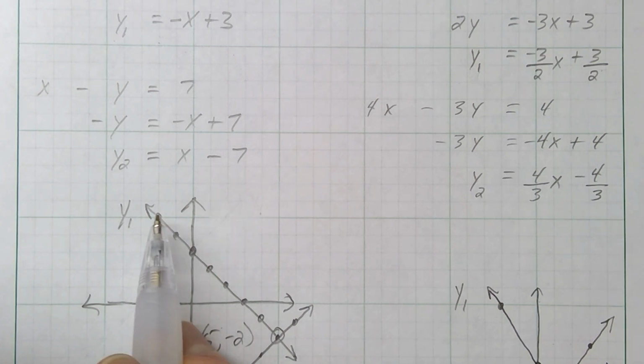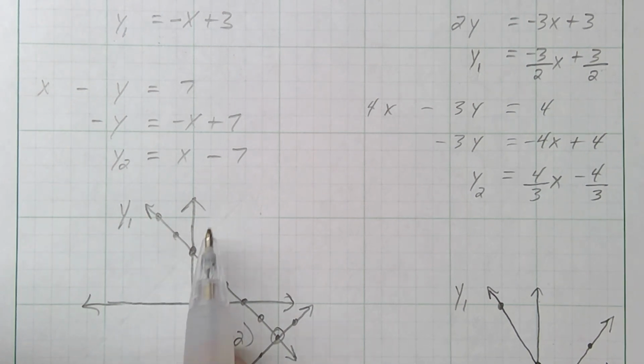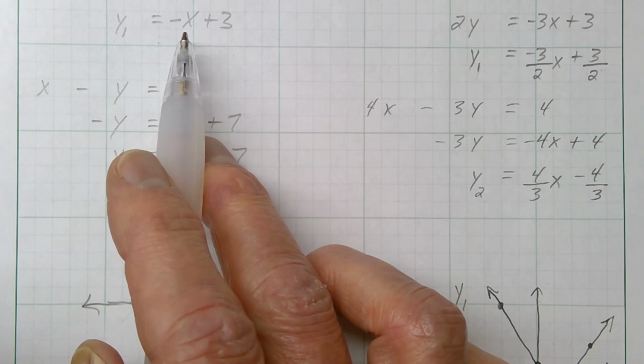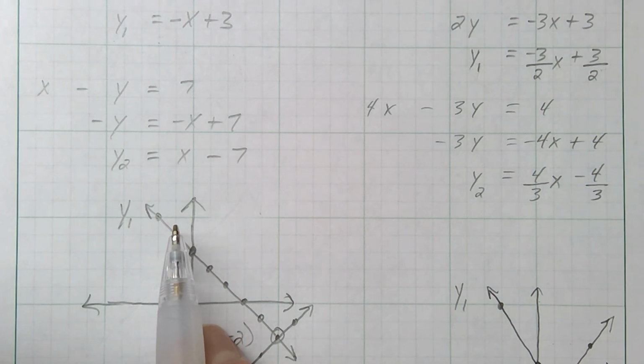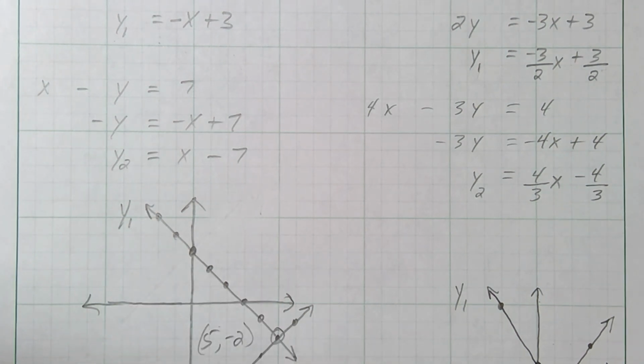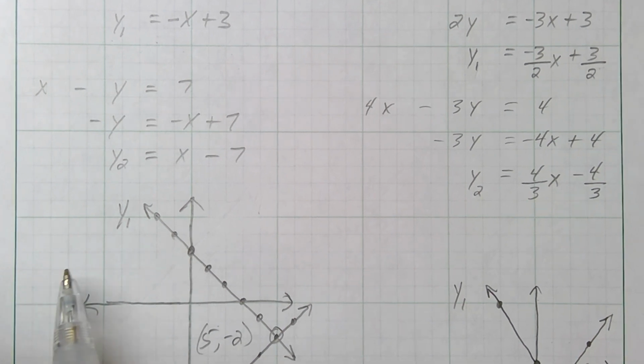Now, if you want to find these dots on the other side of the y-axis, you just got to kind of throw your slope into reverse. Instead of going down 1, right 1, just throw it in reverse and go up 1, left 1, up 1, left 1, and everything lines up. All right, so that's y1.